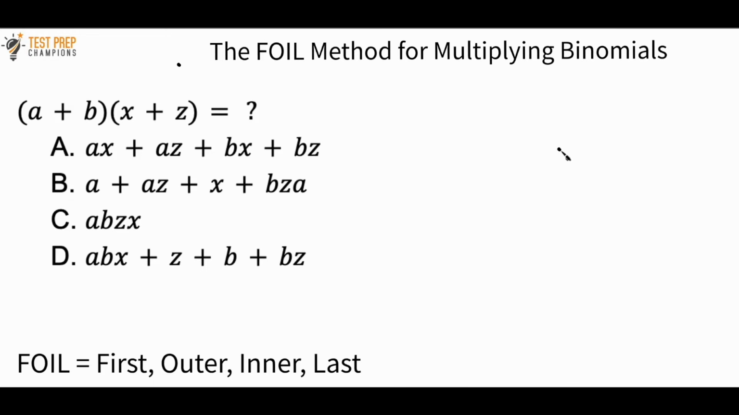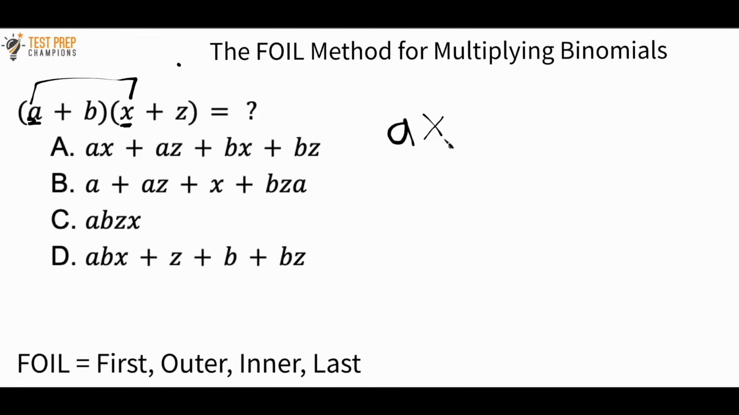The key to getting this question right is to use the FOIL method. The F stands for first, the O stands for outer, the I stands for inner, and the L stands for last. So what I'm going to do here is look at my first set of parentheses first, and take the first letter here, which is A, and start by multiplying it by the first letter in the second set of parentheses. So in other words, I'm going to do A times X, which is just AX.